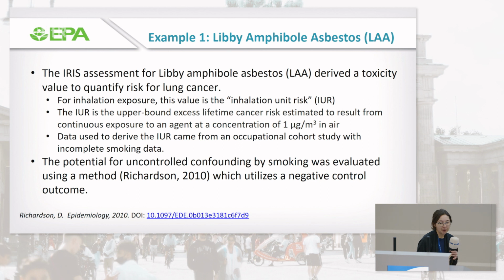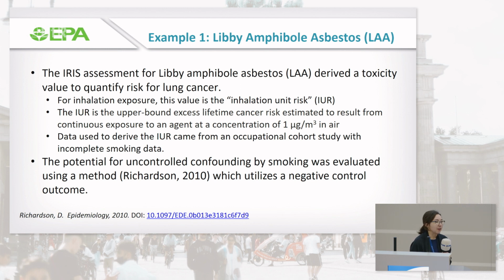So I'd like to talk about a couple of examples of how we've used strategies that are in the spirit of triangulation in different IRIS assessments. So the first example comes from the Libby amphibole asbestos, or LAA, IRIS assessment. And in the tox review, we developed an inhalation unit risk, or IUR, which is the value that represents the upper bound on the excess lifetime cancer risk, estimated to result from a continuous exposure over a lifetime to 1 microgram per meter cubed in air.